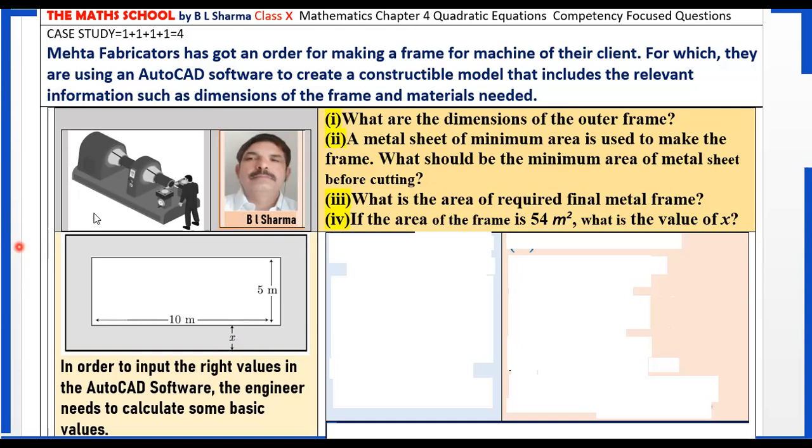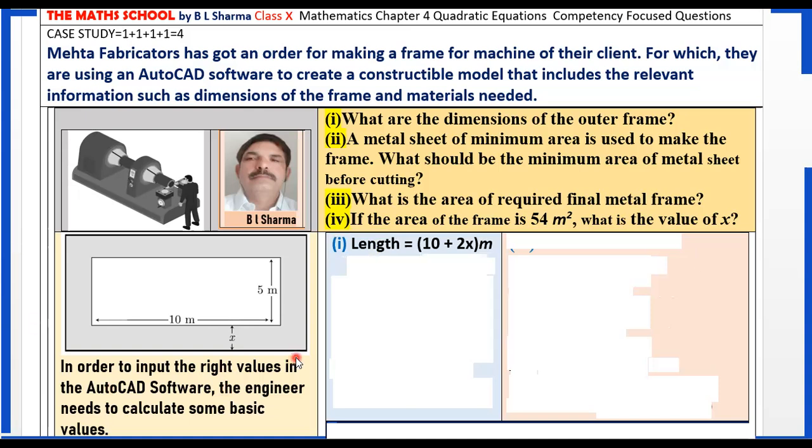And the first part is, what are the dimensions? Means length and breadth of the outer frame. If you go here, this length from here to here, that is 10 meter. And this, because this is x, so this length is also x meter. Similarly, this side is also x meter. So the total length is 10 meter plus x meter plus x meter. So the length is 10 plus 2x meter.